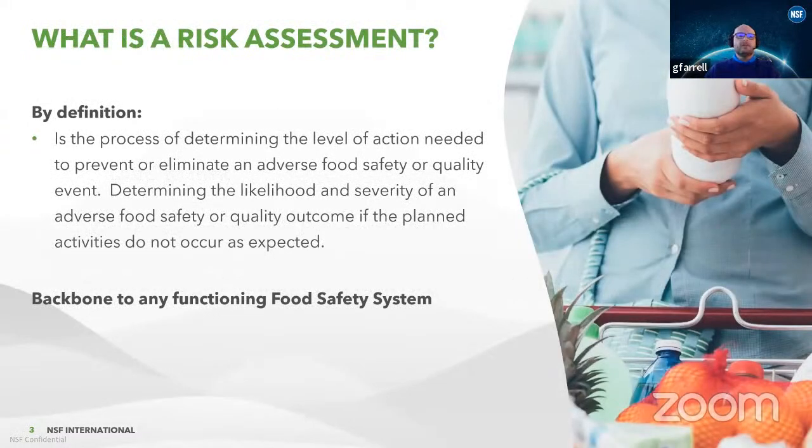A risk assessment, by definition, is the process of determining the level of action needed to prevent or eliminate an adverse food safety or quality event, determining the likelihood and severity of an adverse food safety or quality outcome if the planned activities do not occur as expected. So it is essentially the backbone of any functioning food safety system. Risk assessment must be part of your functioning food safety system.